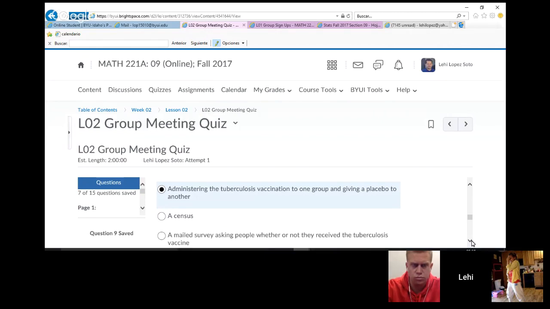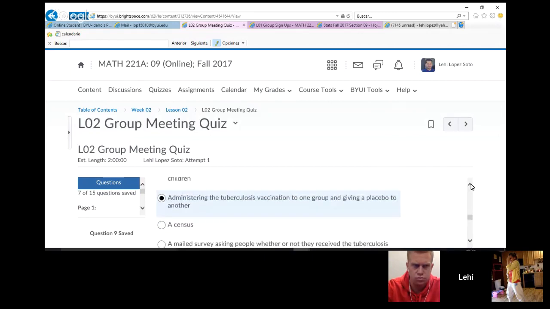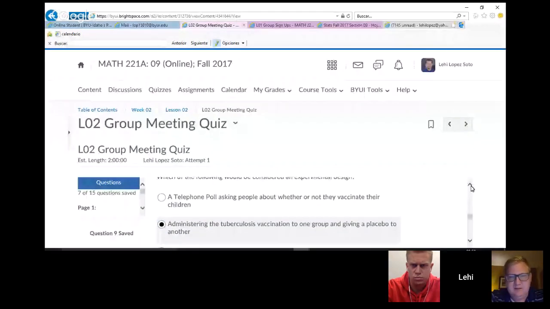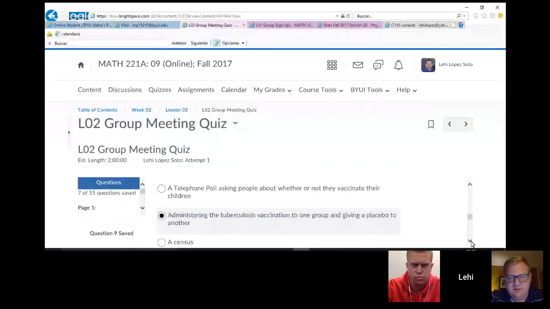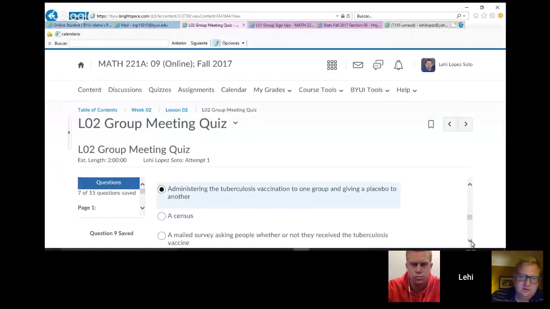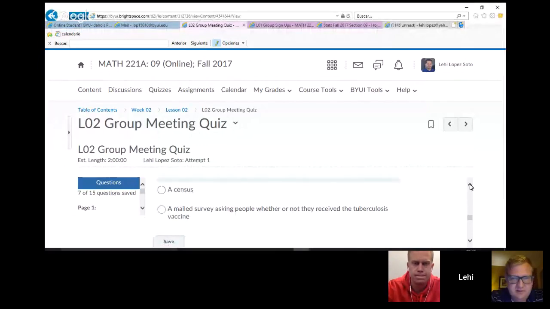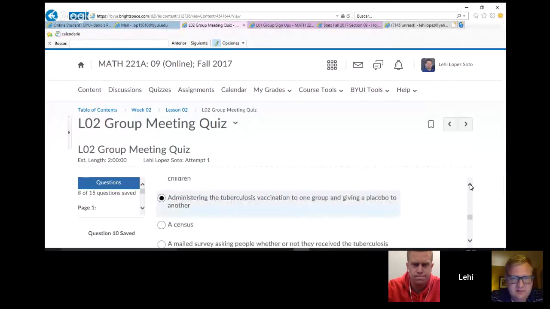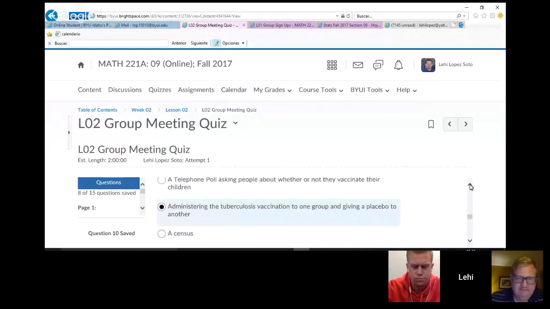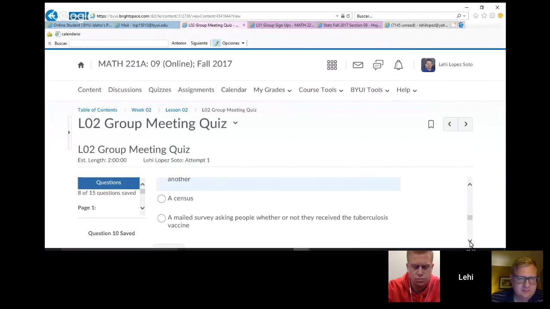An experimental design. Administering the vaccine to one group and giving a placebo to another. I agree. Is that wrong? I agree, because it's doing an experiment there, making something different in one part and then the normal stuff on the other. Okay.